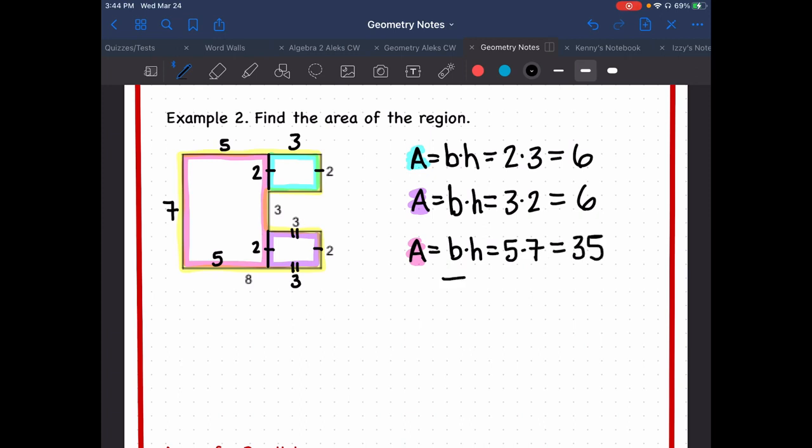To find the area of the yellow one, I'm just going to add up 6 plus 6 plus 35, and I get 47 units squared.